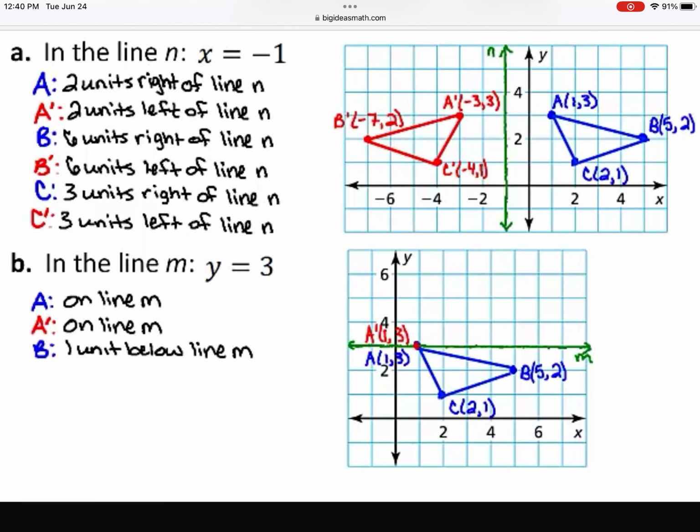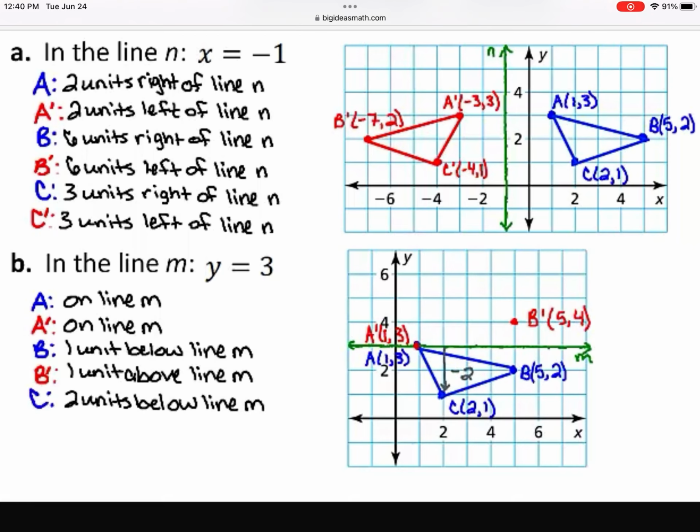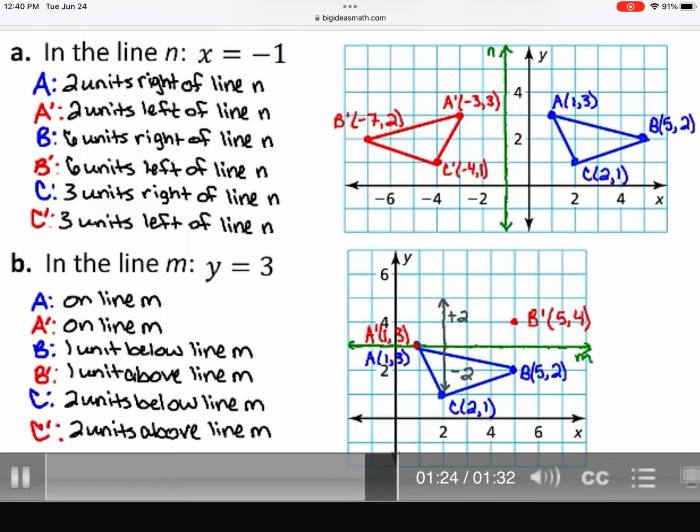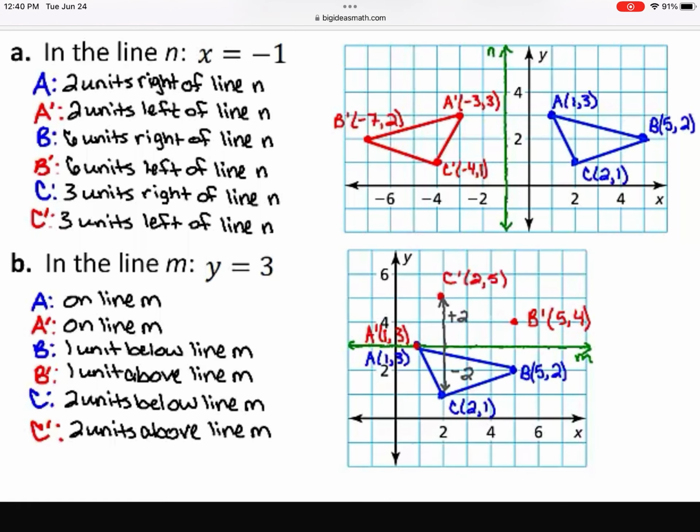Also, point B is 1 unit below line M, so its image, B', is 1 unit above line M at (5, 4). And point C is 2 units below line M, so its image, C', is 2 units above line M, at (2, 5). To complete the graph of the image, draw line segments connecting the vertices.